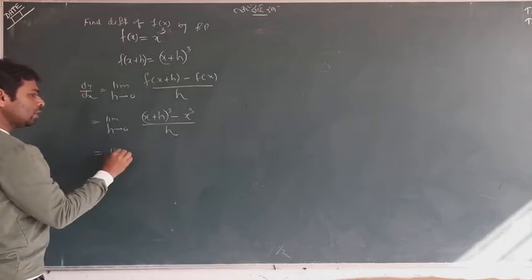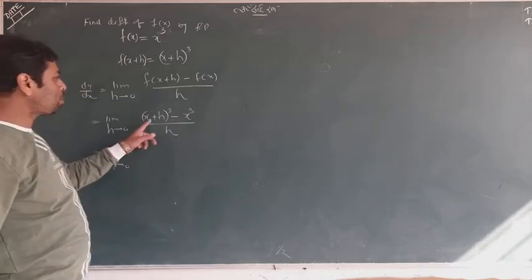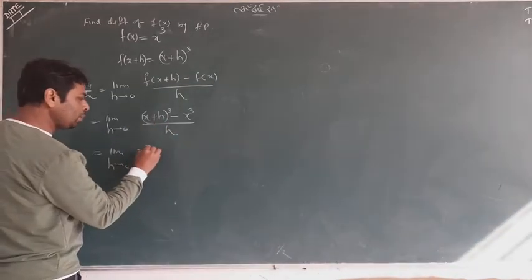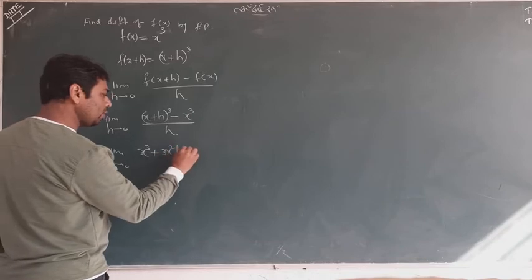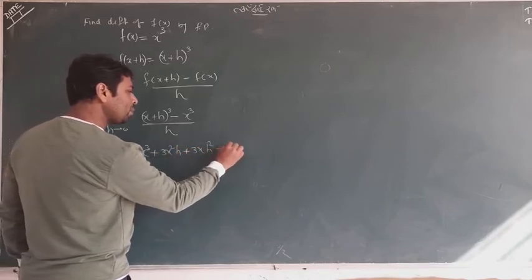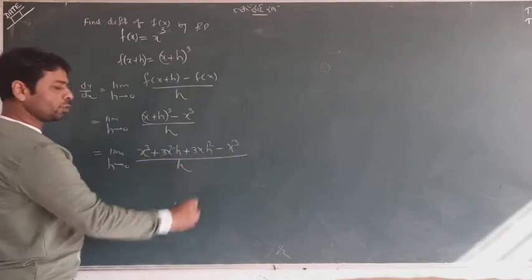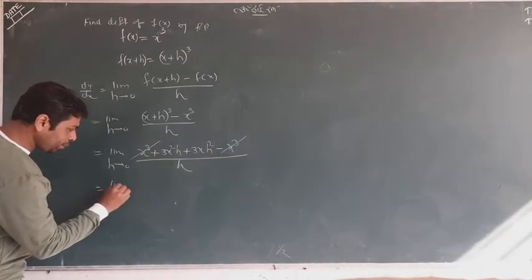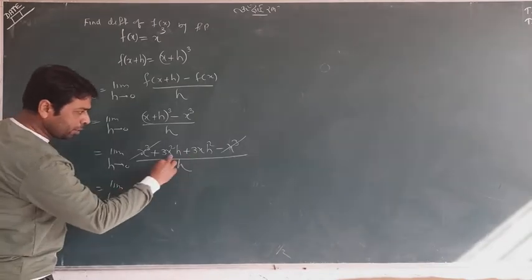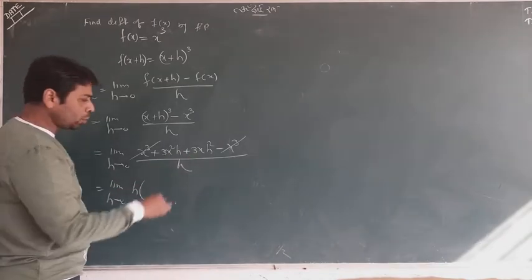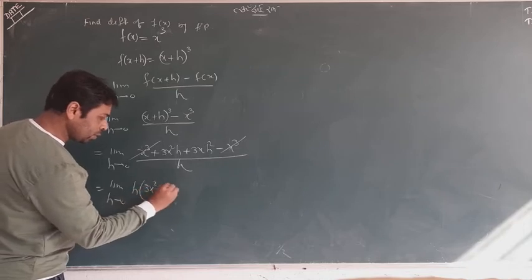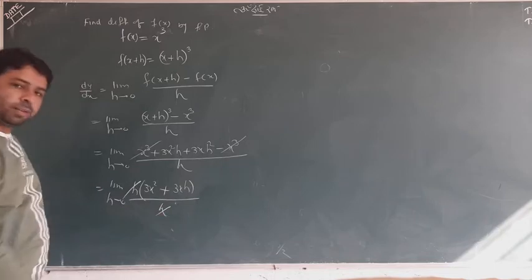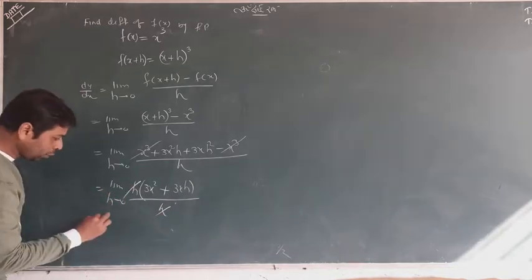Now students, you expand x plus h whole cube. You know how to expand it. A cube meaning x cube plus 3x square h plus 3x h square minus x cube upon h. And these two will cancel each other. From the remaining, take out h common. So what remains here? 3x square, and 3xh upon h. This h cancels, and in the remaining portion you put limit h tends to 0.